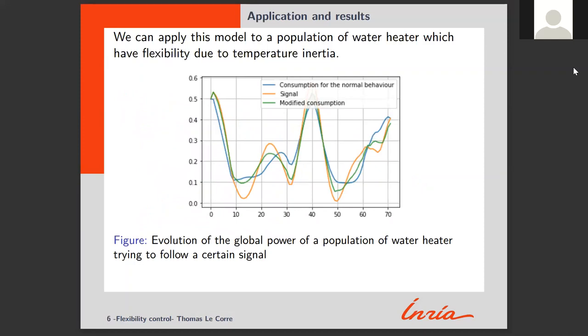And the results when we apply this model to a population of water heaters, so they have some flexibility due to the temperature inertia of their water tanks. So here in blue, we have the consumption for the normal behavior. So if we do nothing, they will have this global consumption. In orange, we have the signal, so for example, the demand we want to follow. And in green, we have the compromise for a certain parameter between these two objects, the normal behavior and the signal.